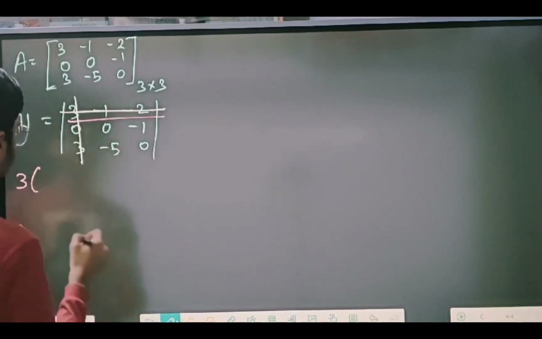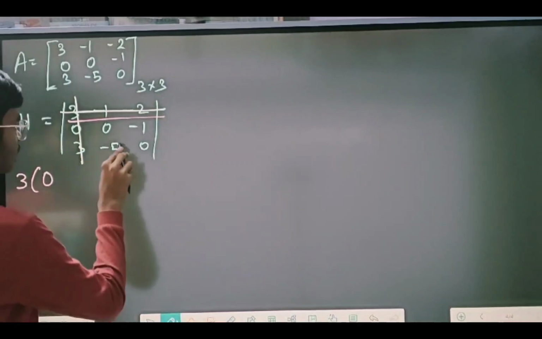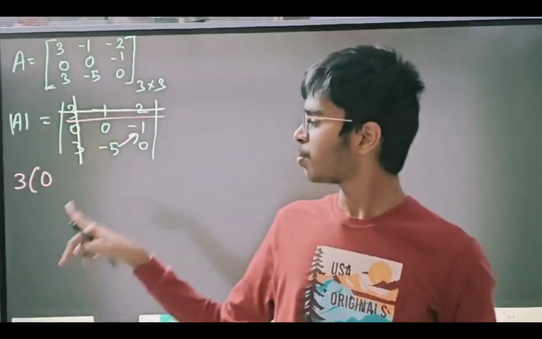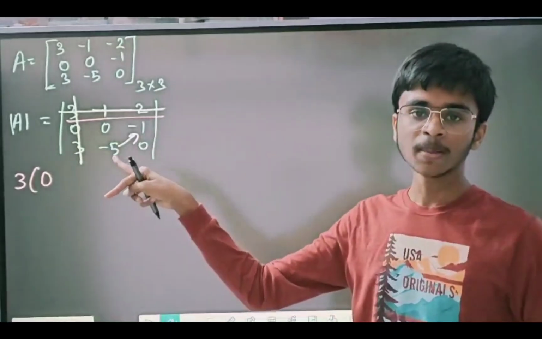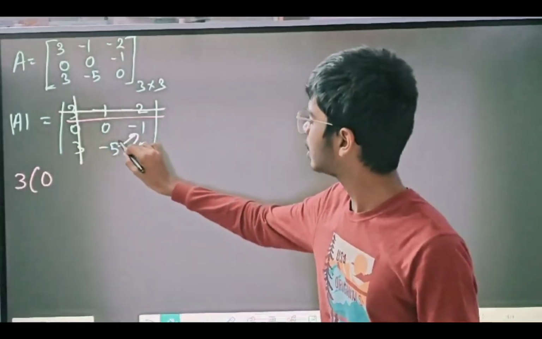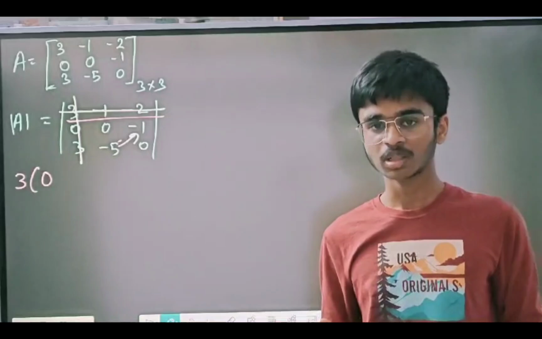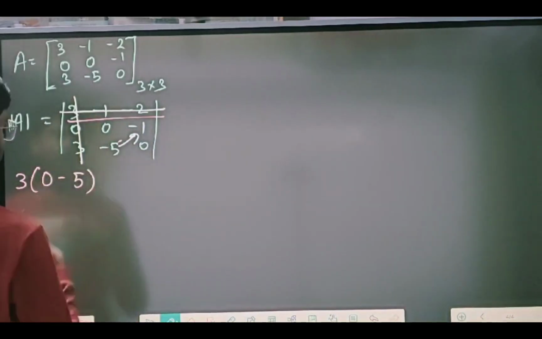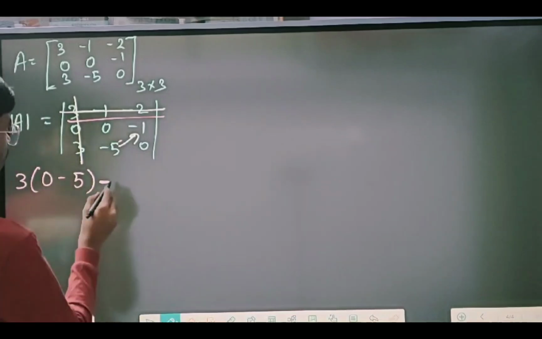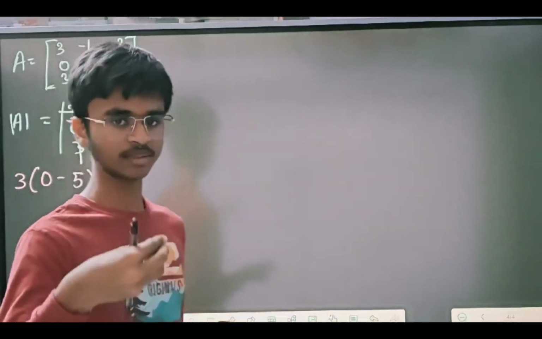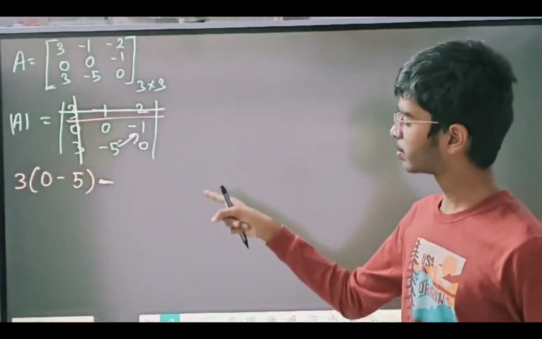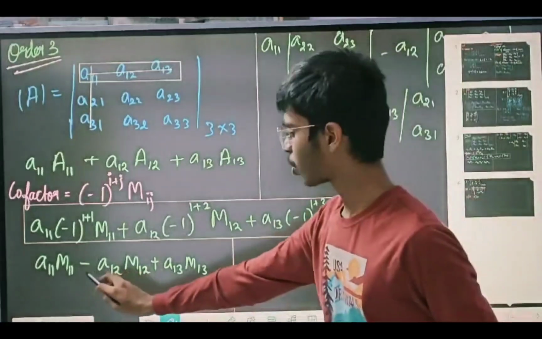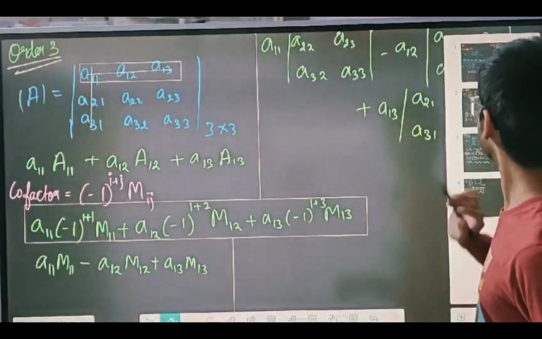So 3 into 0 will be 0, and while multiplying itself you have to multiply it with a negative symbol only. Do not forget that. So minus 5 into minus 1 is going to be plus 5, but since you are multiplying with a negative sign, it will be minus 5. And here you have to put minus.